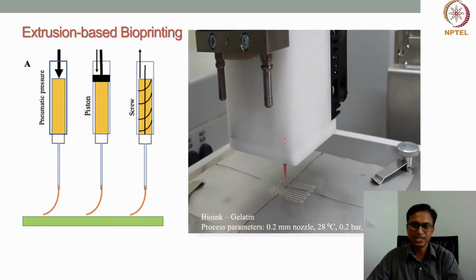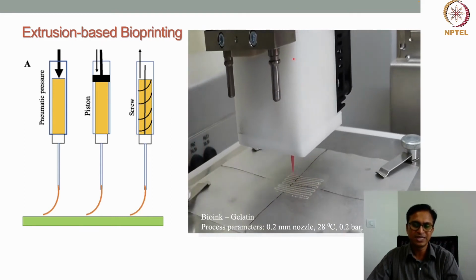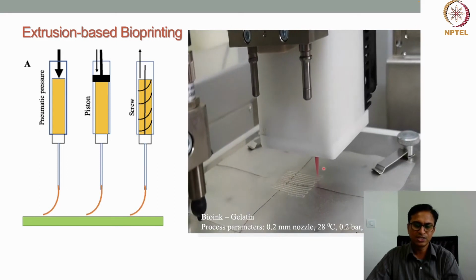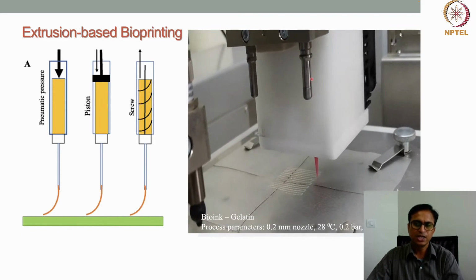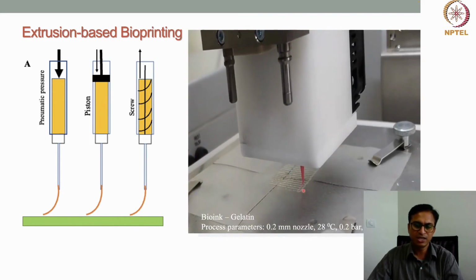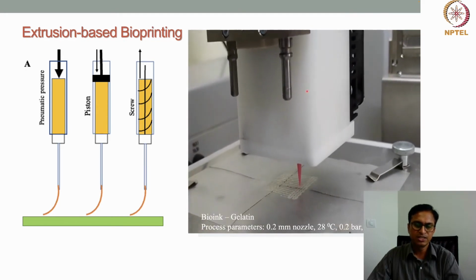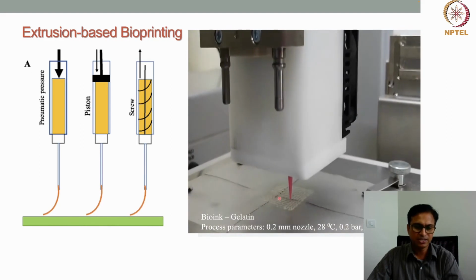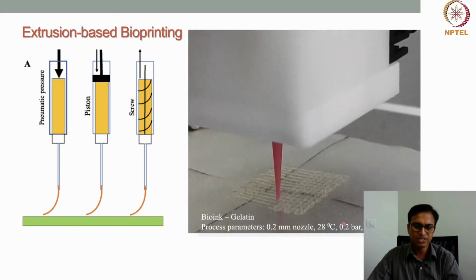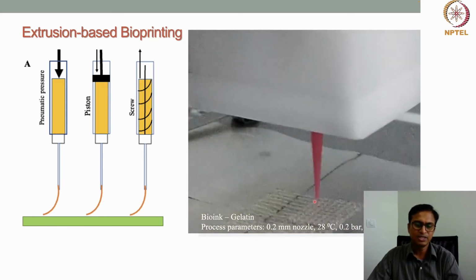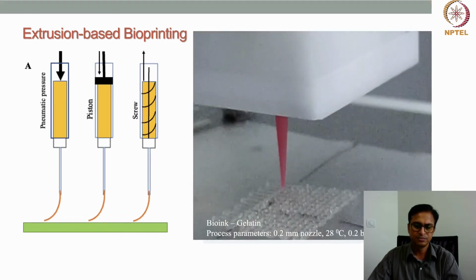If you see here, this is the syringe or print head. The syringe is attached to the print head, and this is the nozzle that is attached to the syringe. This is a pneumatic driven extruder. When we apply pneumatic pressure, the material, here we are printing only a gelatin solution. The gelatin is loaded inside this syringe, and then pneumatic pressure is applied. Here you can see 0.2 bar pressure being applied, and then the material comes out in the form of filament that is being deposited on the print stage, right?